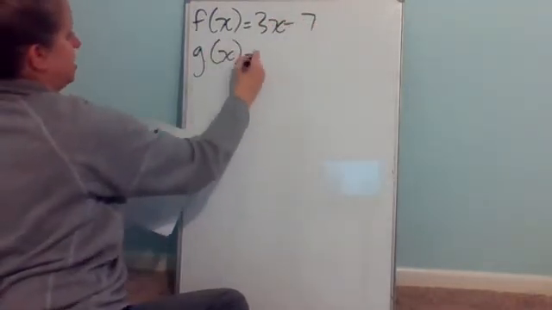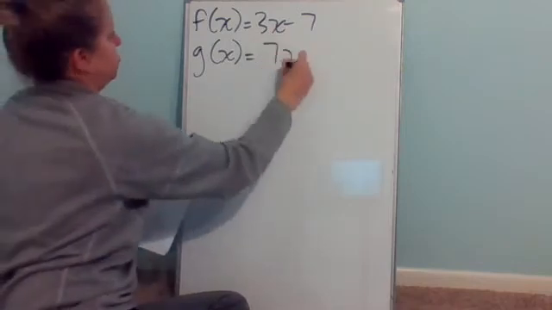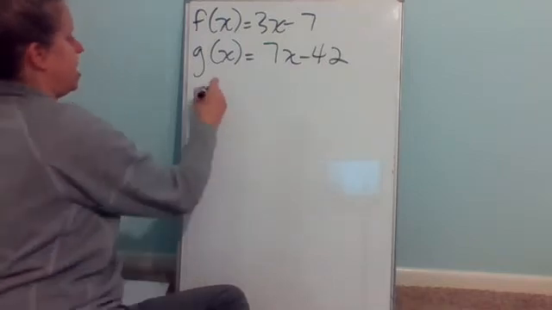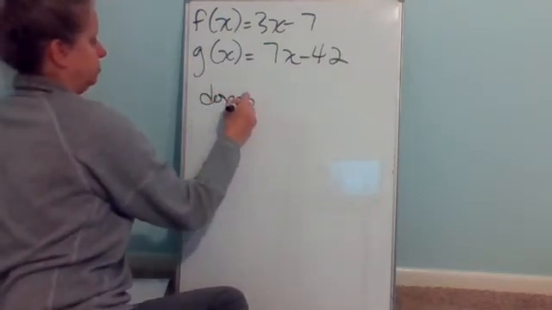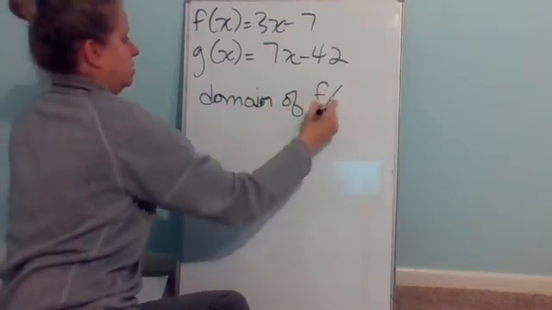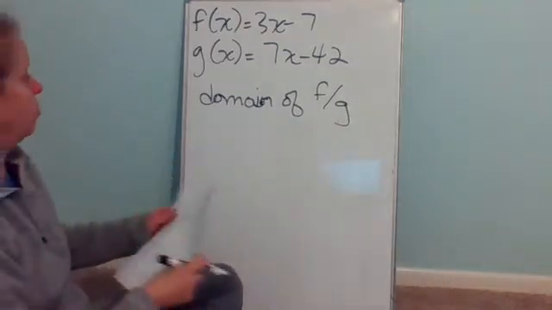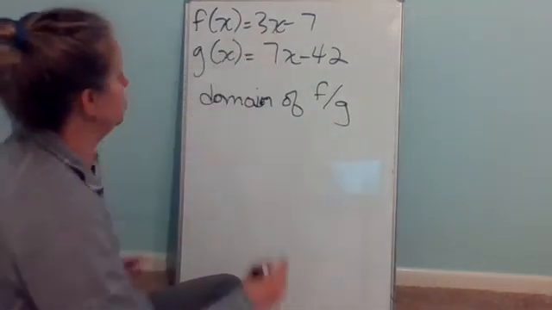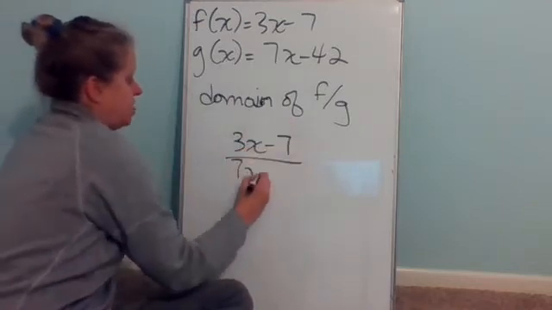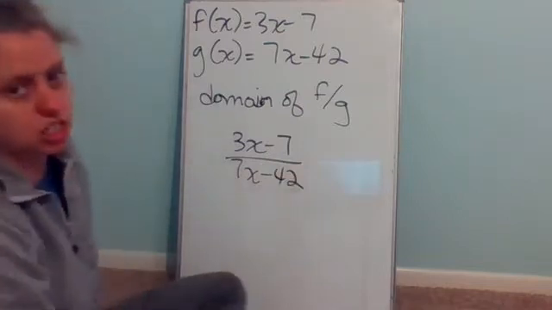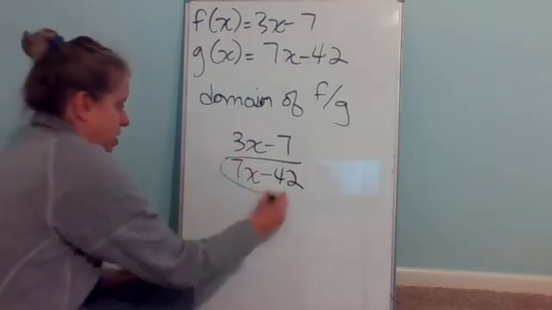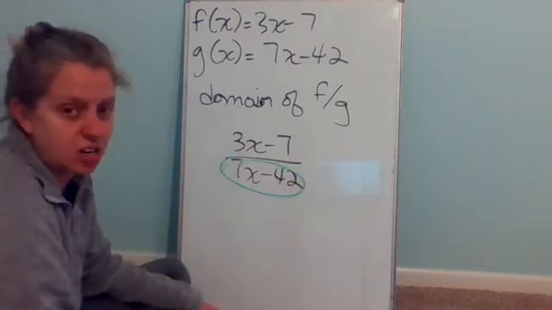And g of x equals 7x minus 42. And it wants me to find the domain of f over g. So rewrite your f function over your g function. So 3x minus 7 over 7x minus 42, which when we put one over the other, we do notice that we are going to have a restriction, right? Because we've got an x in our denominator.